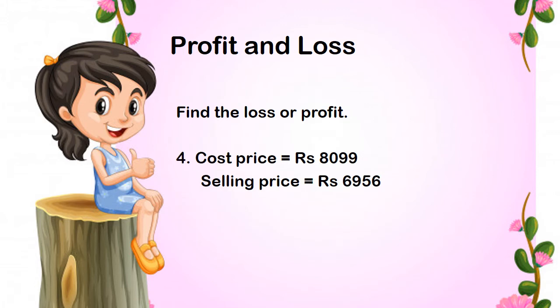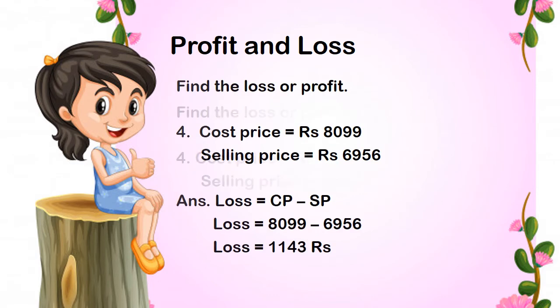Cost price is equal to 8,999. Selling price is equal to 6,956. Find the loss or profit. Here the selling price is lesser than the cost price. Hence we have to find the loss. Loss is equal to cost price minus selling price, which is 8,999 minus 6,956 equal to 1,143 rupees, which is the loss amount.